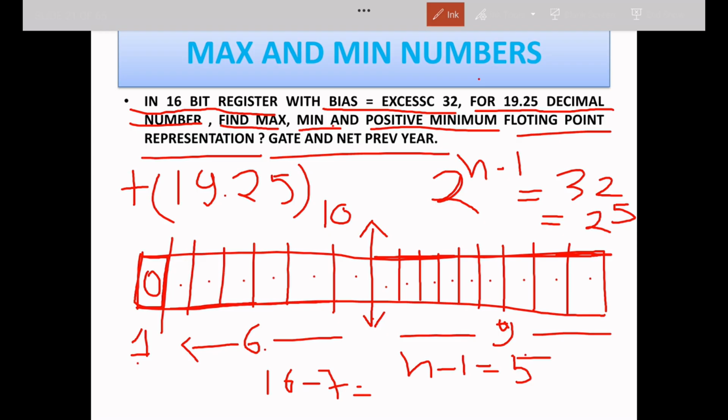Now we are discussing the max and minimum. What he is asking is this number, 19.25, a decimal number. At first write the decimal number here. This is your problem, you solve. 19.25 will convert to the binary form, and after that you will write all the bits here.